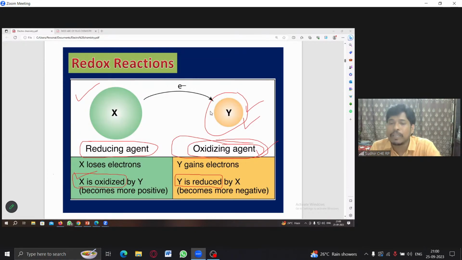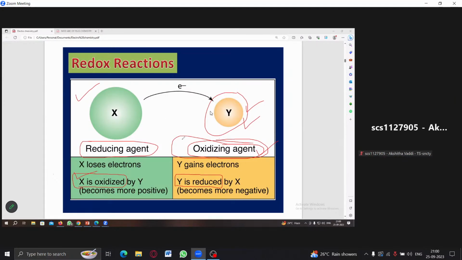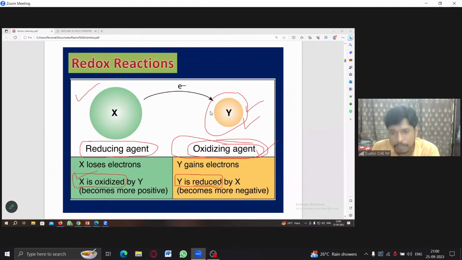That means it will be supporting which type of process? It will always support the oxidation of others. Yes. That's why, although it is itself involved in the reduction process, it is always supporting the oxidation of others. That's why we are treating Y here as the oxidizing agent. Likewise, a reducing agent will always support the reduction of others.